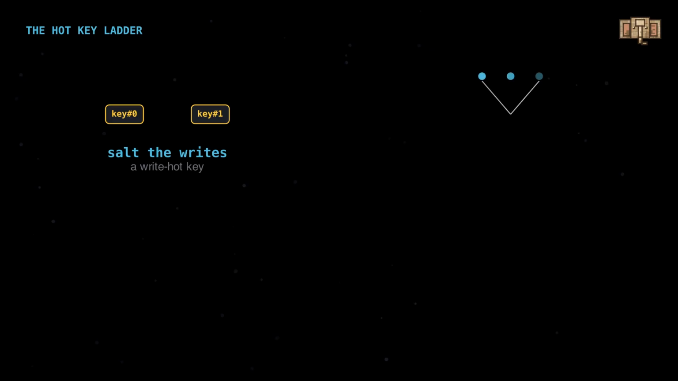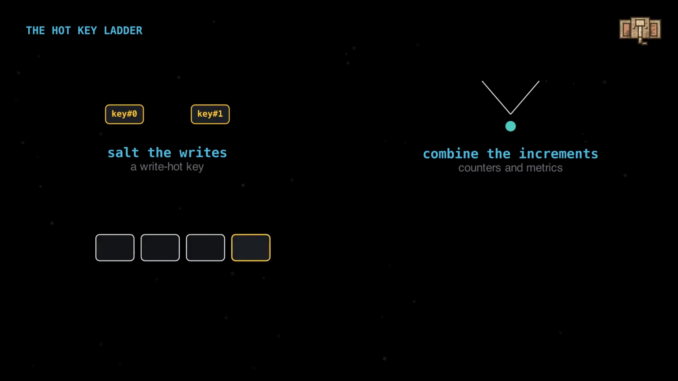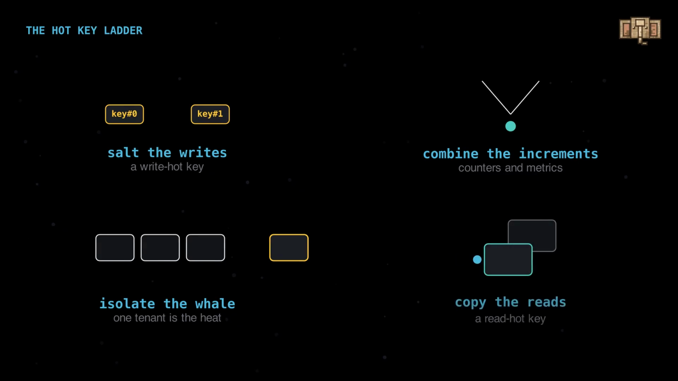So here is the ladder in one breath. Cheapest rung first, and each one for a different kind of heat. Salt the writes. When one key takes write fire, split it and spread it. Combine the increments. When the hot writes are counters, merge them at the edge. Isolate the whale. When one tenant is the heat, give it its own hardware. And copy the reads. When the heat is read traffic, a cache and replicas absorb it for you.